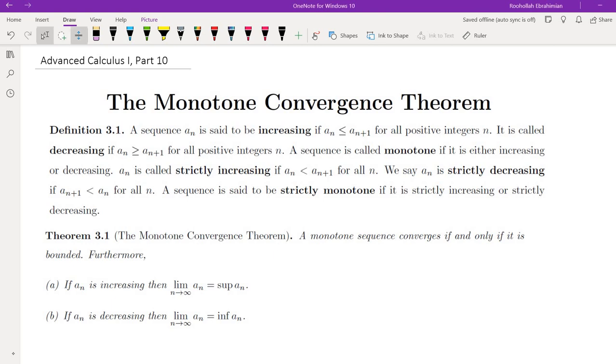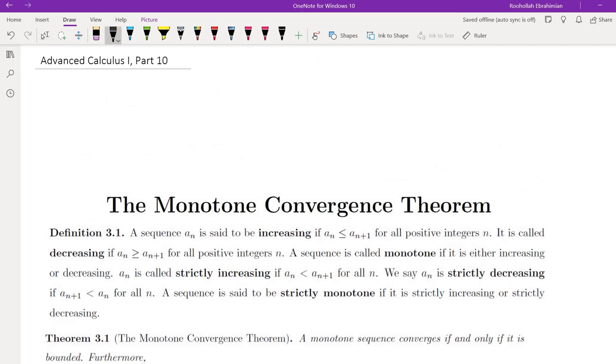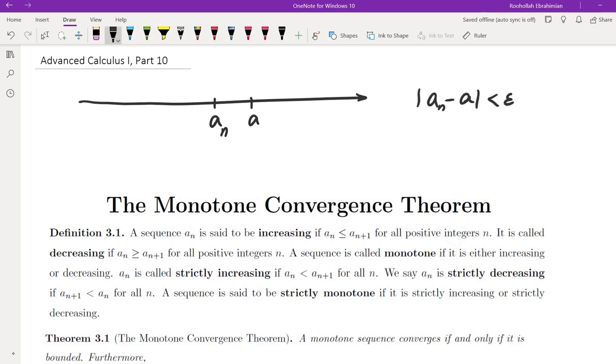If you think about convergent sequences, in order to prove a sequence a_n converges, you need to find some limit a and then prove that |a_n - a| is less than epsilon, for any given positive epsilon, after a point. Of course, the difficulty of this is that sometimes the limit may not be possible to find, or we may not know what the limit is.